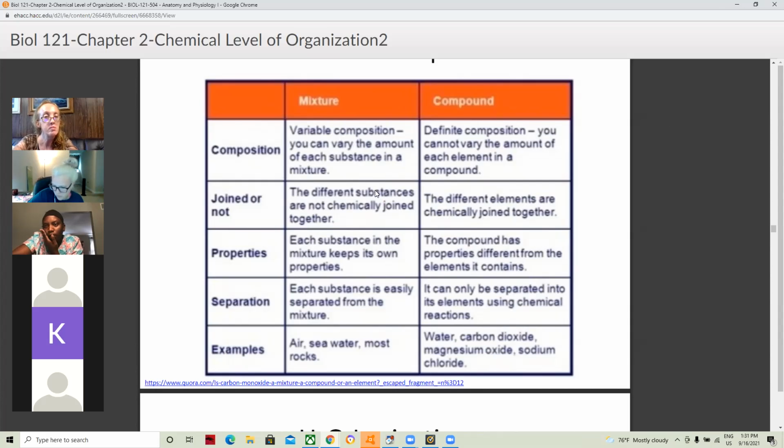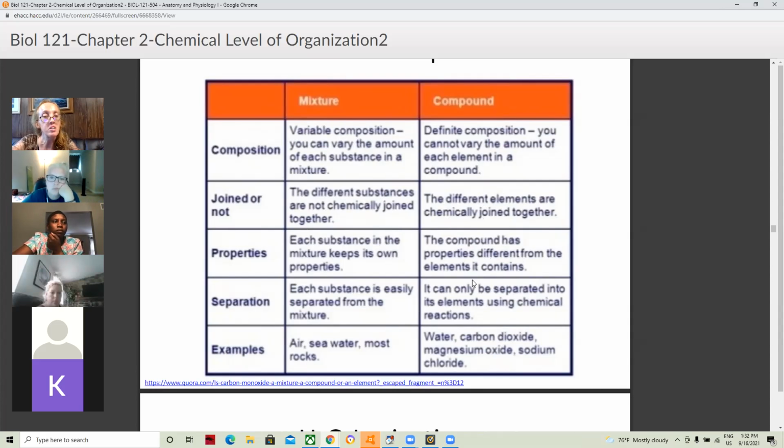And one thing, you could replace this with atoms. So substances, atoms here, atoms here. That's a good way. I may have to remake this table. Each atom in the mixture keeps its own properties. In the compound, it has different properties because of the atoms it contains that are bound to one another. In a mixture, each atom is easily separated from the mixture. In a compound, it can only be separated into its elements through the breaking of the bonds.